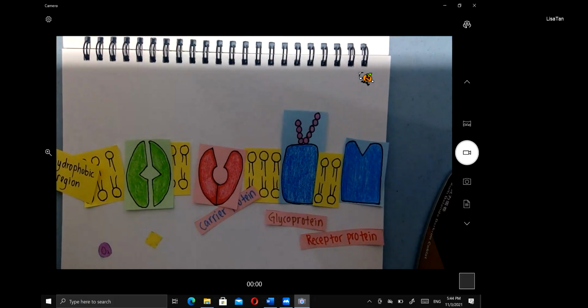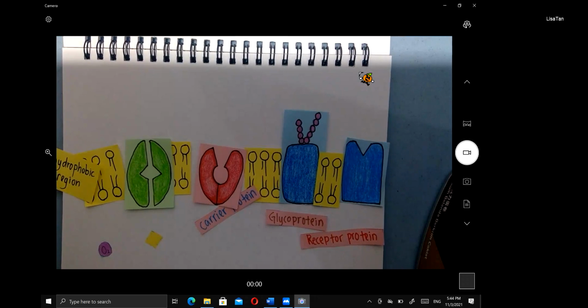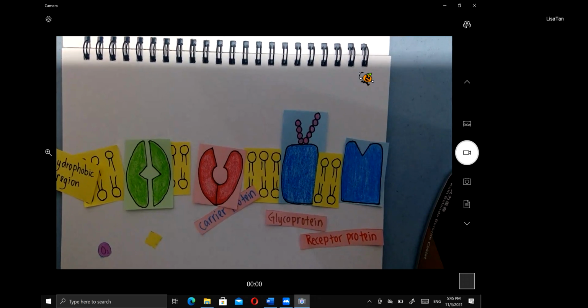Understand? Teacher, how do glucose and amino acid get inside the cell? Actually, they go through the carrier protein. So the carrier protein will carry the glucose and amino acid to get inside the cell, to diffuse into the cell through facilitated diffusion, which we will learn later.